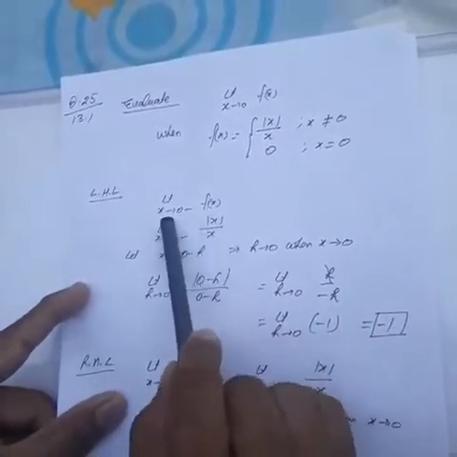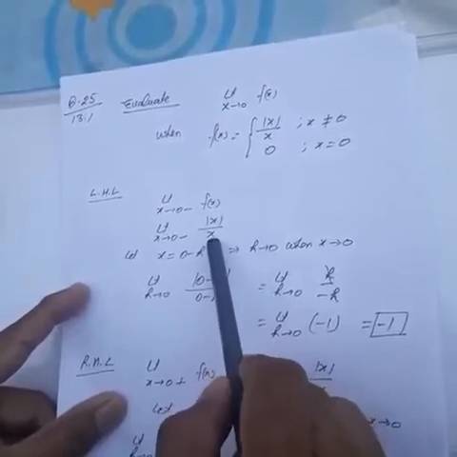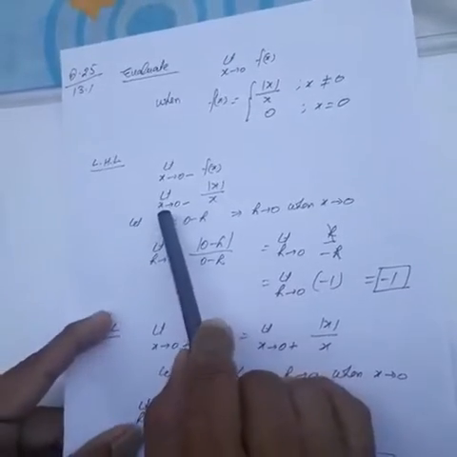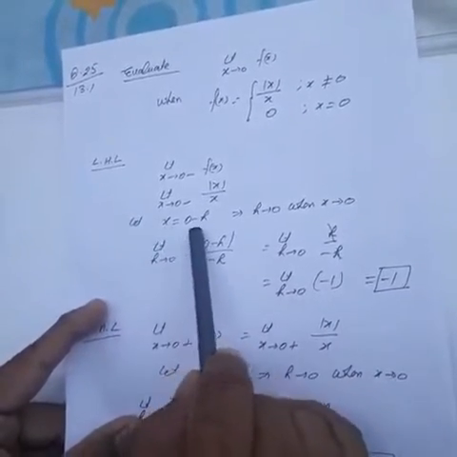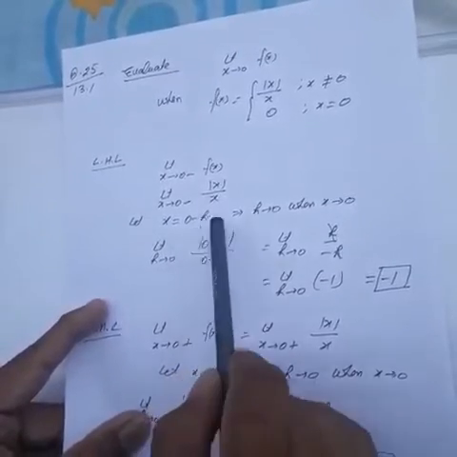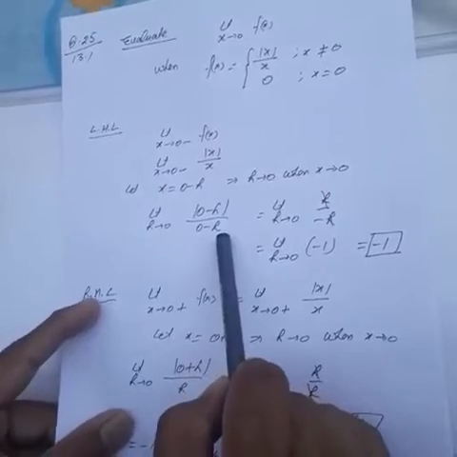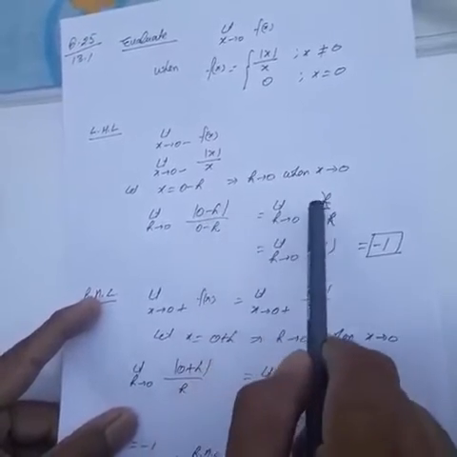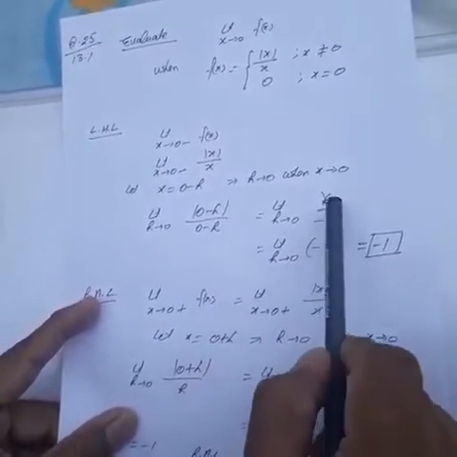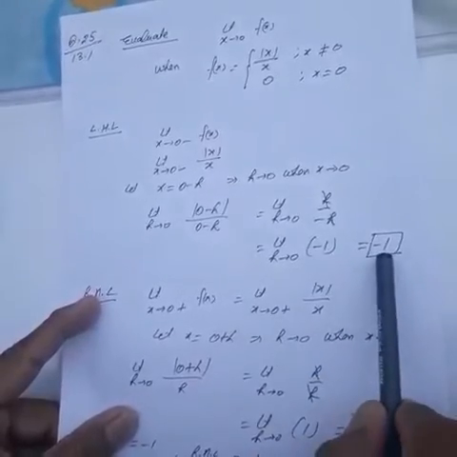The left hand limit can be written like this: f(x) is mod of x upon x. To evaluate the left hand limit, we will replace x by 0 minus h, where h tends to 0. So it is mod of (0 minus h) upon (0 minus h). Mod of minus h is plus h, and the denominator is minus h. After simplification, it is minus 1.